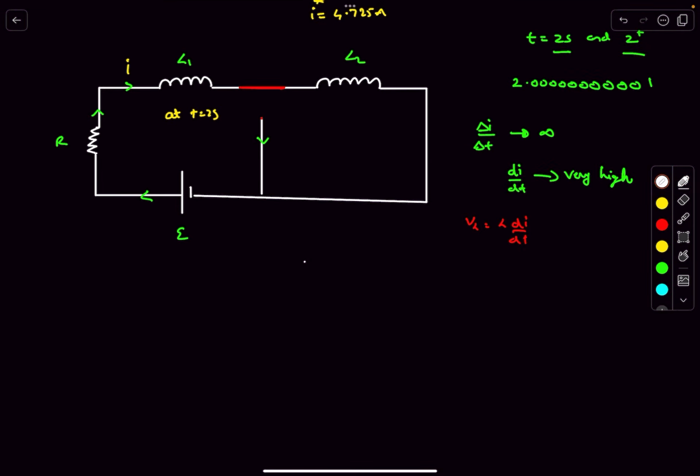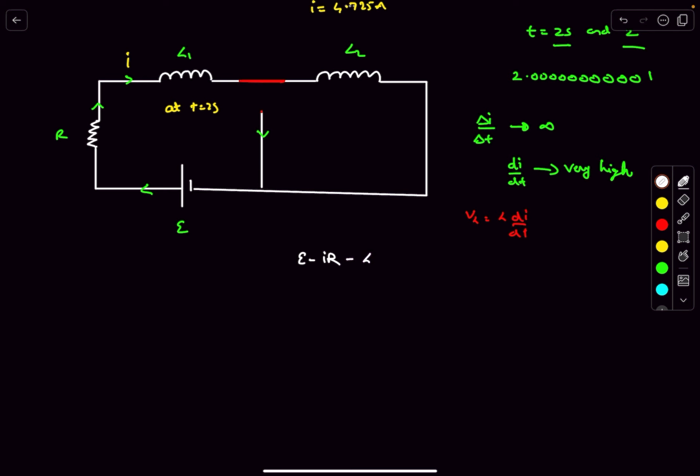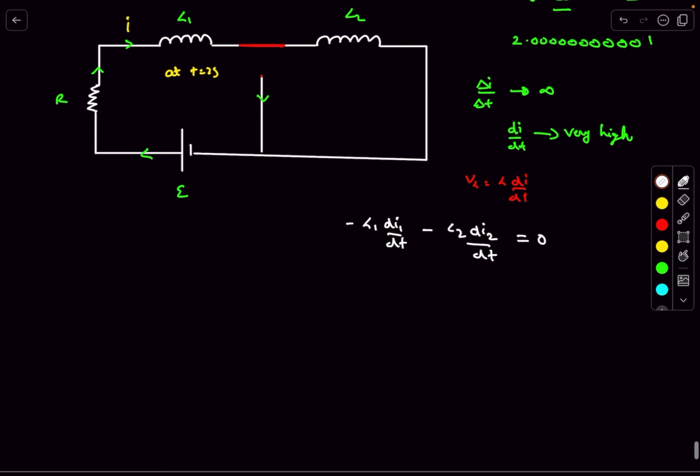Let's try to write down the KVL equation for this loop. So we can say E minus IR, and across the inductor L1, it is going to be minus L1 di1 by dt. So the rate of change of current across inductor L1, and across inductor L2, it is going to be L2 di2 by dt, and they should all add up to 0. Now guys, as we discussed, the rate of change of current in this circuit is extremely high, right? And so these two terms are orders of magnitude larger than E and IR. So it's like comparing like 2 volts with 2 billion volts. So we can actually neglect that E and IR from this equation. And finally, our equation is just L1 di1 plus L2 di2 equals 0.